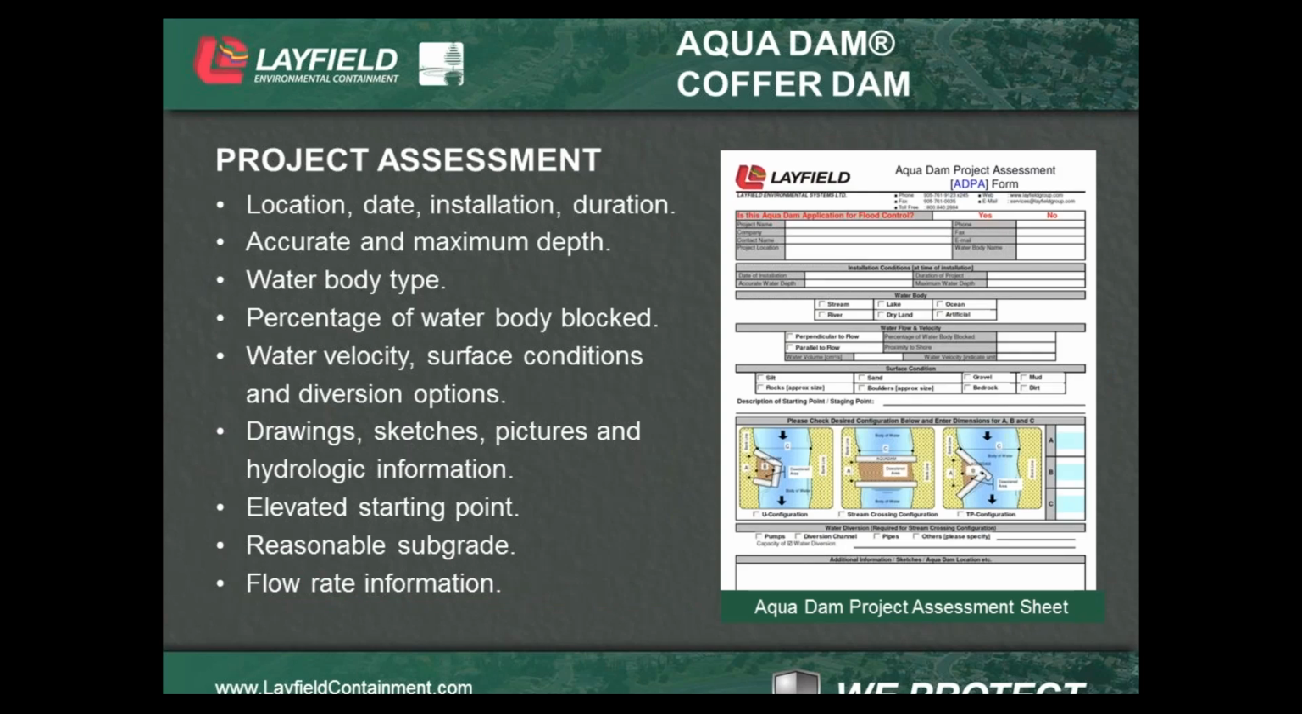So when we're looking at an Aqua Dam, we like to get as much information as possible to properly assess and evaluate the project to ensure the highest level of success when it comes to your project. The information that we gather are things like location, installation date, installation duration, and the reason we gather some of that information, location specifically, is so that we can actually try and draw some hydrological information off of the web from Environment Canada, with rainfall, stream flow, those kinds of things.